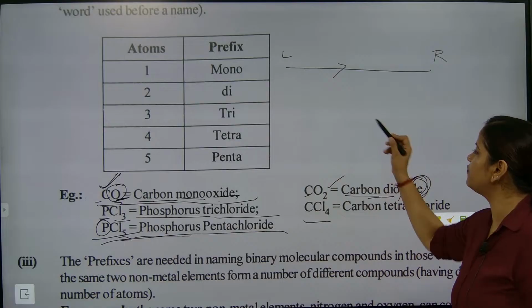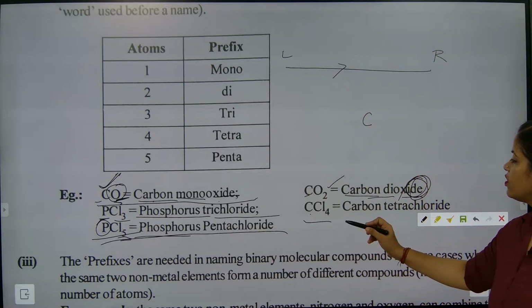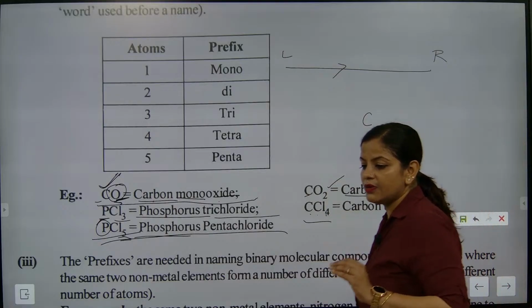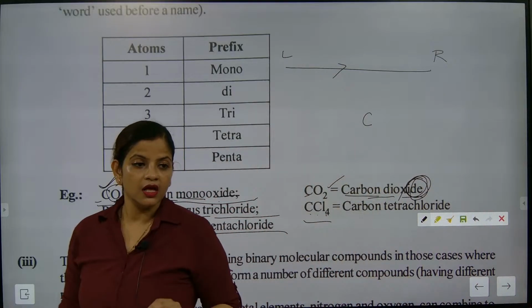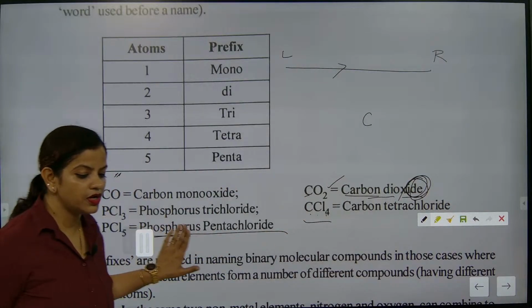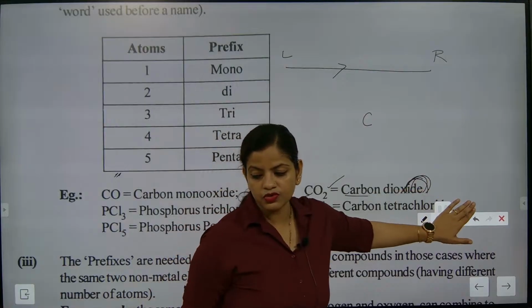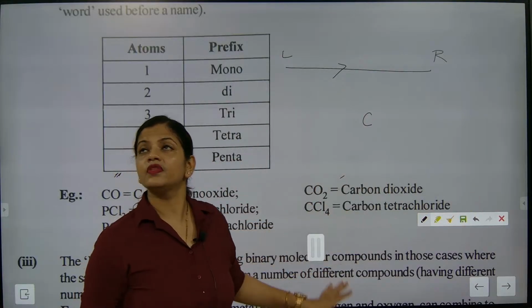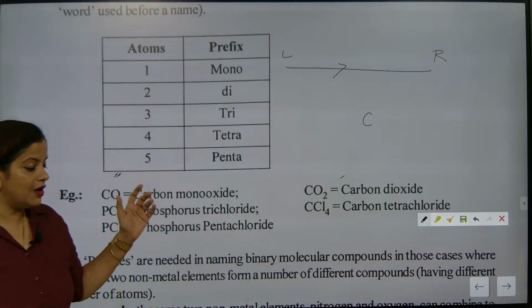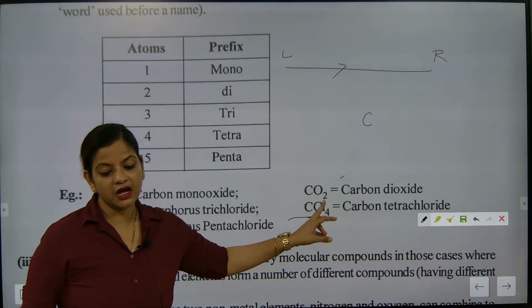After that, CCl4. C means carbon. Chlorine is more electronegative, so what are you going to write? Tetrachloride. Understood? Carbon tetrachloride. Write this down very nicely, because one is less electronegative and one is more electronegative. How to write this part is very, very important. This is carbon tetrachloride.